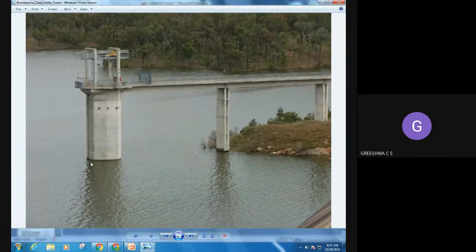See this side, this is the gate that is provided. Here you can see some dotted structures. Through here the water will be entering the intake structure and it will be taken to the distribution channels.